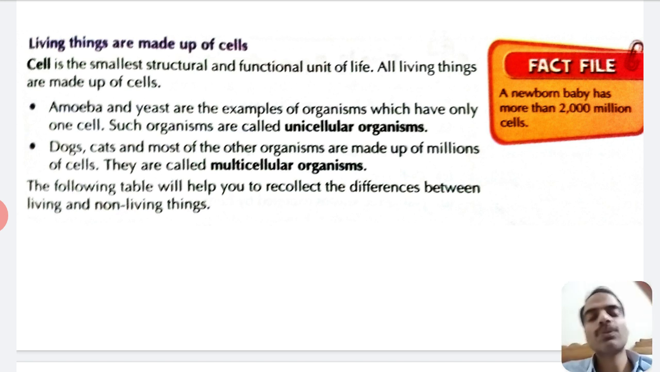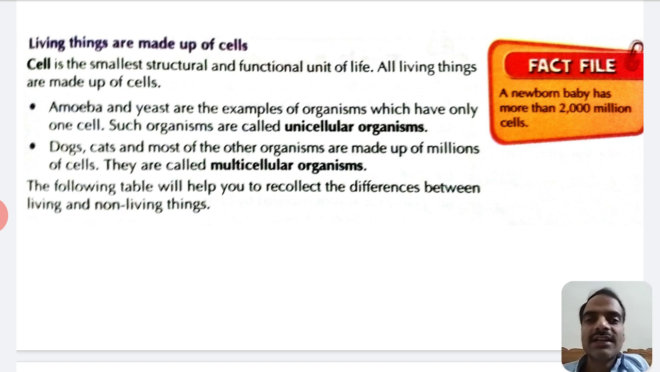The cell is very microscopic in size. You cannot see the cell with naked eyes. You need to use a microscope to see the cell. Because amoeba and yeast are made up of only a single cell, we cannot see them with naked eyes. You have to see them under a microscope. They are called unicellular organisms.